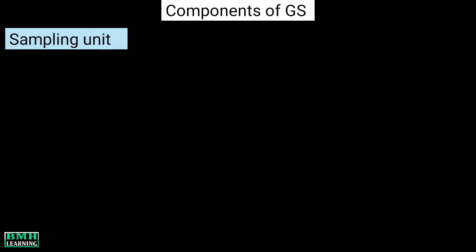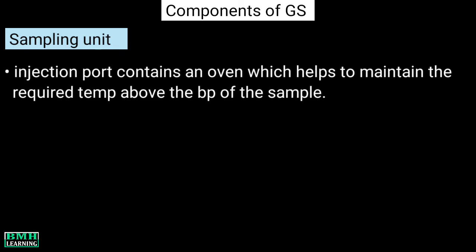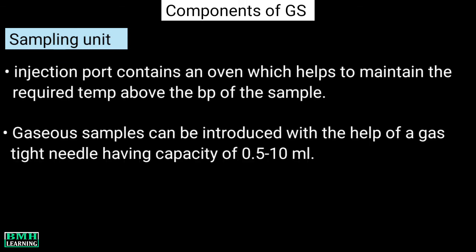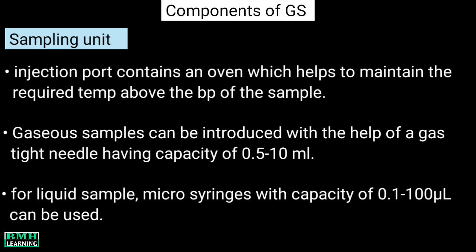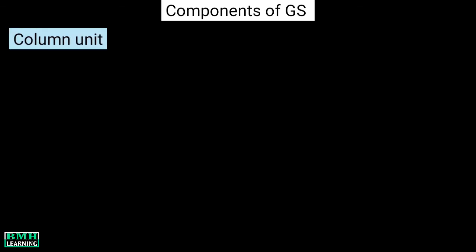Then we have the sampling unit. The sampling unit, or we can say the injection port, is attached to the column head. As we know, the sample must be in vaporized state. So the injection port contains an oven which helps to maintain the required temperature above the boiling point of the sample. The gaseous samples can be introduced with the help of a gas-tight syringe having capacity of 0.5 to 10 ml. If the sample is in the form of liquid, micro syringes with capacity of 0.1 to 100 microliter can be used.